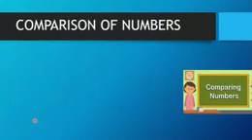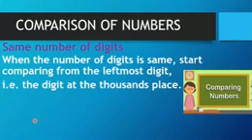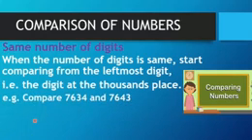Now let's see another type of comparison where we have the same number of digits. Like if I have to compare 2 numbers having 4 digits. So when the number of digits is the same, we have to start comparing from the leftmost digit. That is the digit at the thousands place. Let's see through an example. If I have to compare 7,634 with 7,643, how will I do?